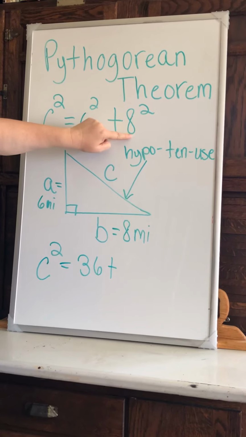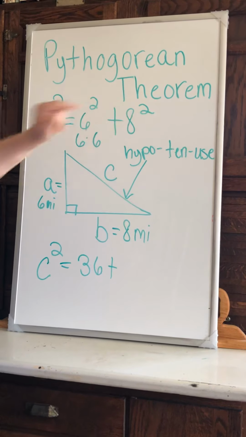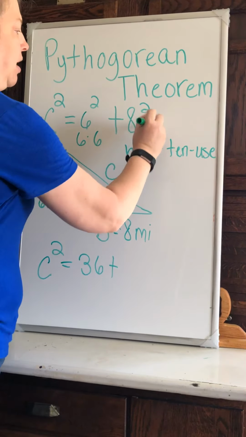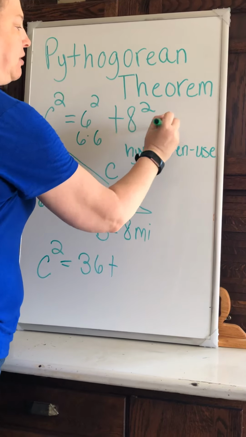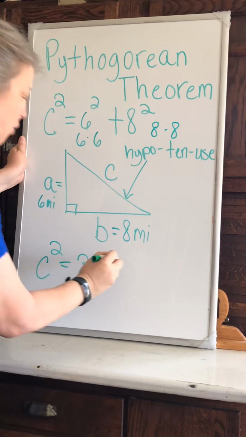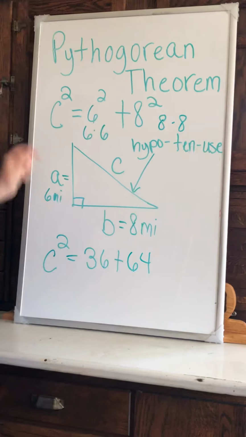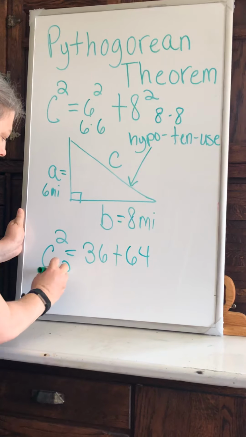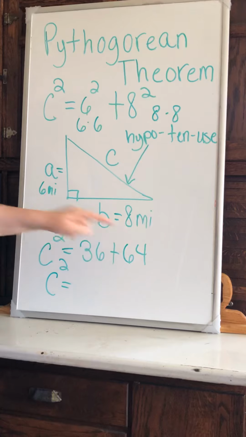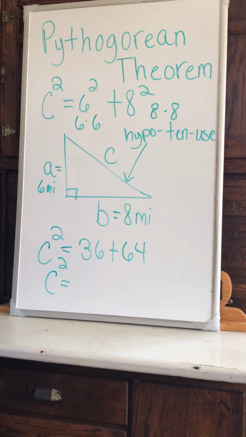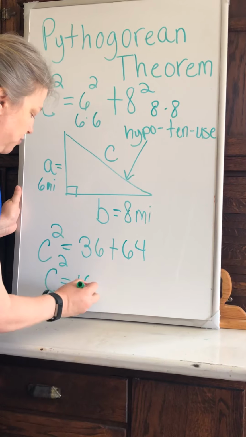That's your 8, your base number. Your exponent is 2. Take your base number 2 times and multiply it. So it's going to be 64. Okay, so I'm going to bring C squared down here. And what's 36 plus 64? And that adds up to 100.